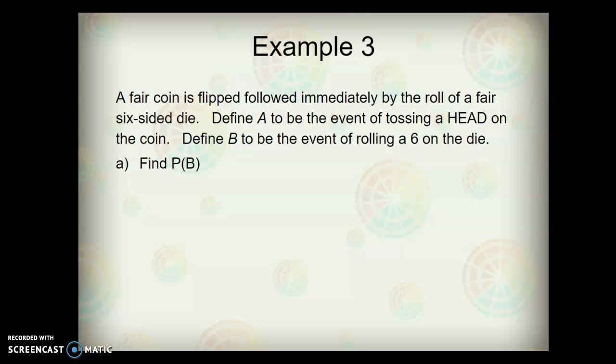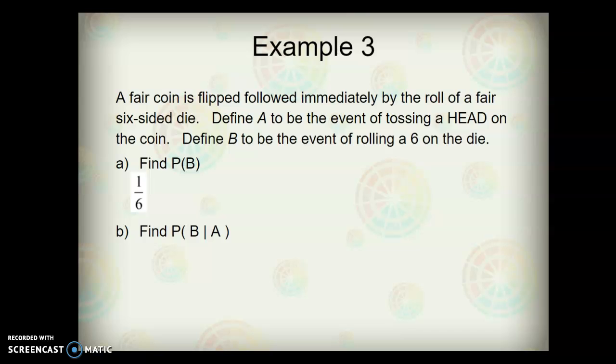So if I define event A as being a head and define event B as being a 6 on the roll of a die, well, we've talked multiple times in class that the probability of rolling a 6, because 6 is one of 6 outcomes when you roll a die, is 1/6. If I say find the probability of B given A, well, that means that event A is that we got a head.